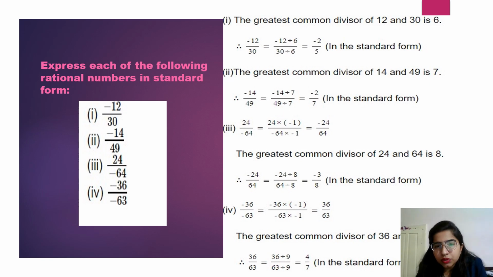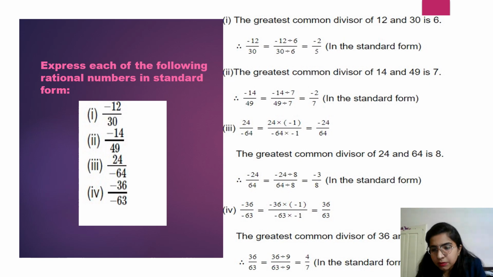Okay, so next, the greatest common divisor of 24 and 64 is 8. 24 and 64 will be divided by 8. You can also first divide by 2, then again 2, then again 2. You just use to cancel them, cut them. Same thing you have to do. Now first of all, I will place the minus at the numerator. From the denominator I will pick the minus sign and bring it to the numerator. It will be minus 24 by 64. First step will be this.